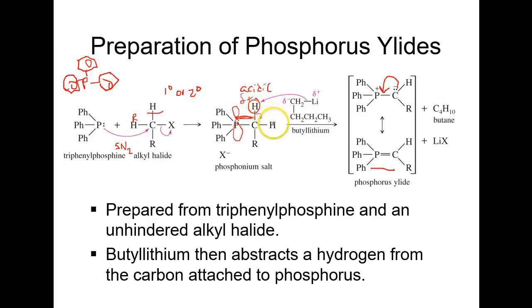If you have three R groups here, what hydrogen is it going to pluck off? It can't pluck anything off. So that's why you can't have a tertiary. You've got to have primary or secondary. It's prepared by triphenylphosphine and an unhindered alkyl halide. Butyl lithium then extracts a hydrogen from the carbon attached to the phosphorus.